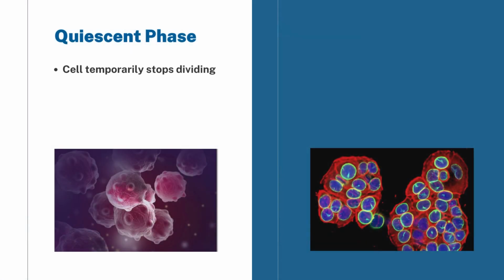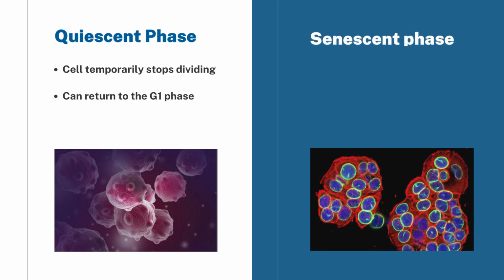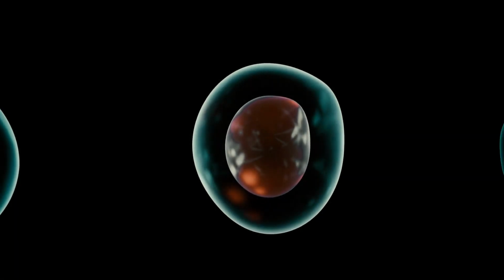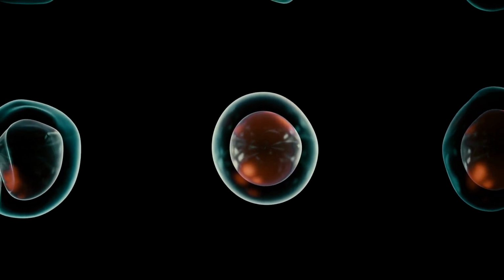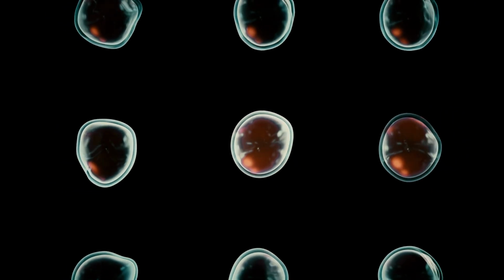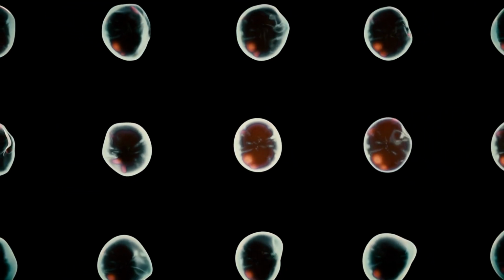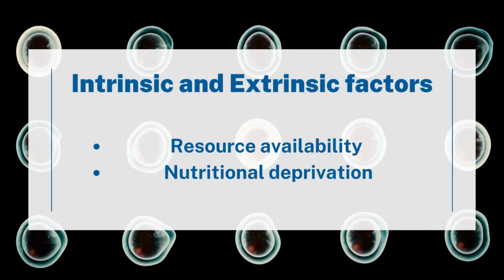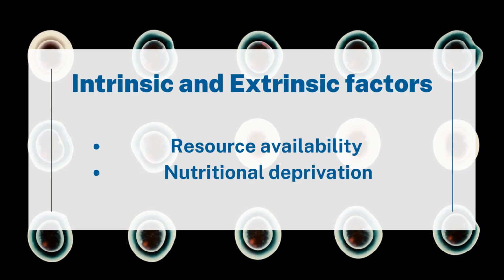The quiescent phase is when the cell temporarily stops dividing, but can return to the G1 phase if the external or internal factors that caused it to enter the G0 phase are removed. On the other hand, the senescent phase is when the cell permanently stops dividing. The G0 phase is a metabolically active phase where the cell is highly active, but it does not divide further. This phase is determined by a variety of intrinsic and extrinsic factors, such as resource availability or nutritional deprivation, etc.